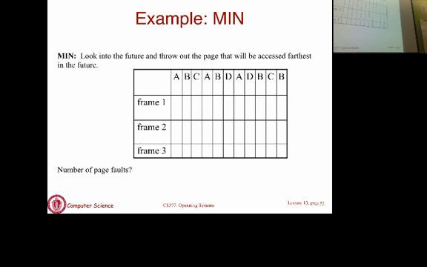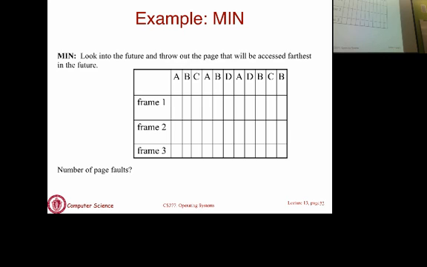So what you are going to do is you are going to actually look in the future. Okay. So what's the page that's going to be accessed furthest in the future? A is accessed 1 instruction from now. Okay. B is accessed 3 instructions from now. C is accessed 4 instructions from now. So you will evict C. Okay? That's what MIN says.